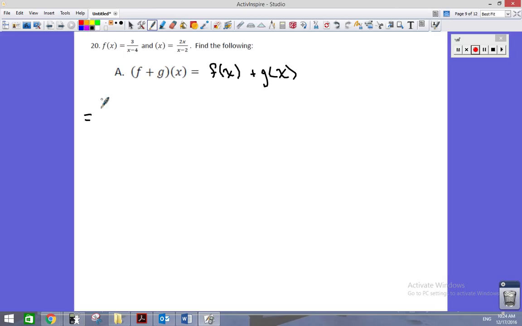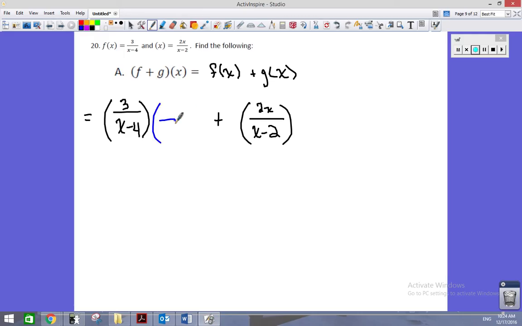So if f is 3 over x minus 4 and g is 2x over x minus 2, these are two fractions, but they have different denominators. So in algebra, it's a common technique to multiply by the number 1, but to write 1, I always jokingly say in disguise, that we can write the number 1 as a fraction. And the reason we would do that here is so that we could get a common denominator.